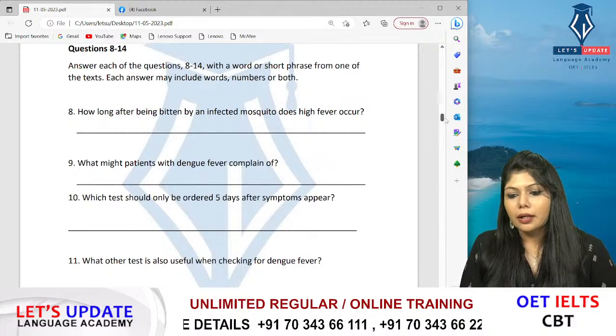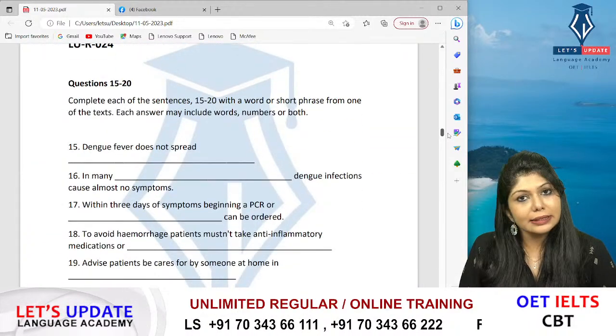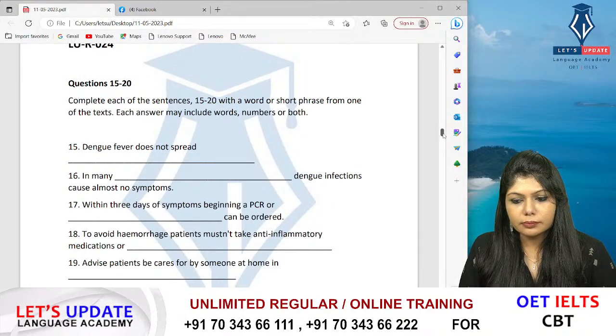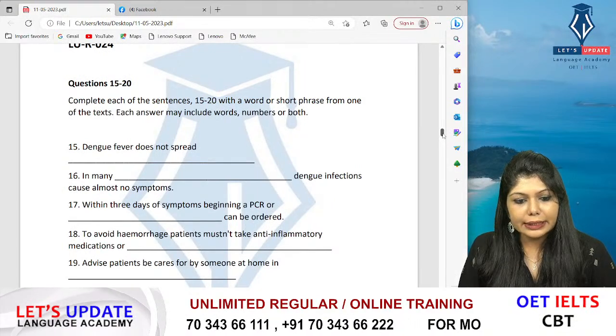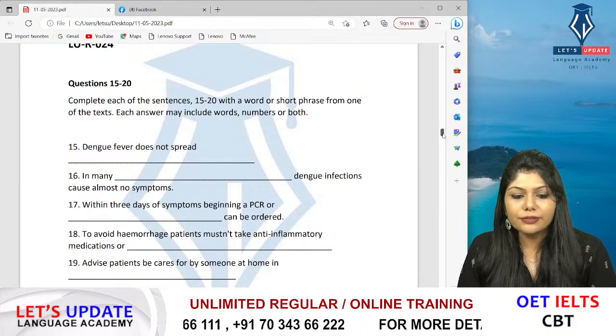And for questions 15 to 20, this is a similar pattern. I'll just read the instruction: complete each of the sentences 15 to 20 with a word or short phrase from one of the texts.